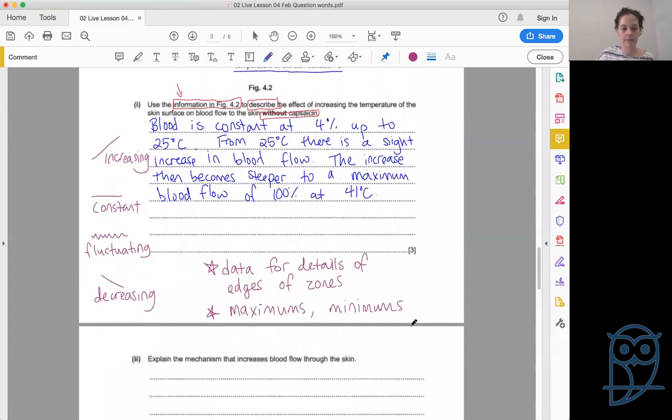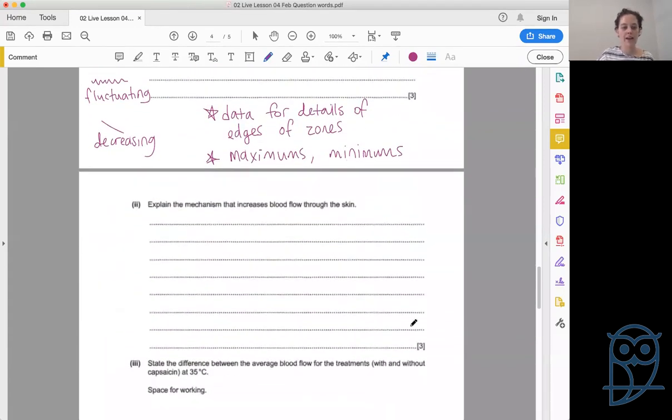Next thing. Now we have a different type of question. Explain the mechanism that increases blood flow through the skin. So let's get back to that red pen.